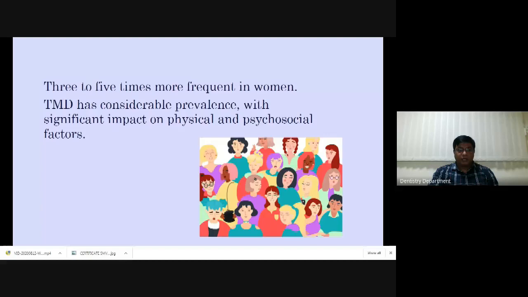What is the incidence? It is 3 to 5 times more frequent in women. That means it is very frequent in women, and we are going to discuss why in the later slides. TMD has considerable prevalence with significant impact on physical and psychosocial factors. It impacts one's social life as well as physical life very much.